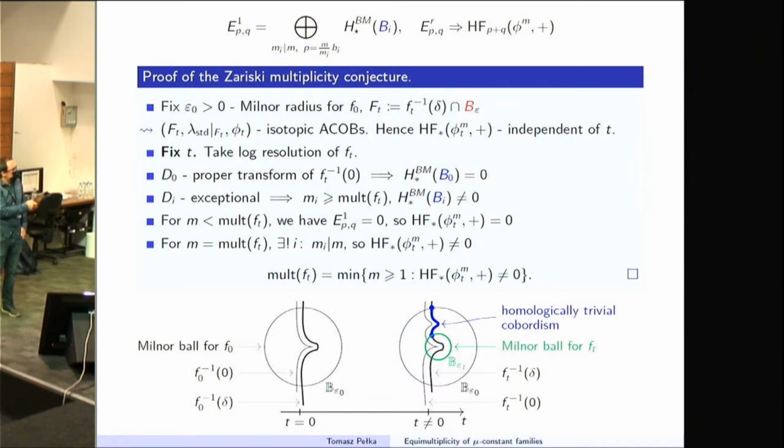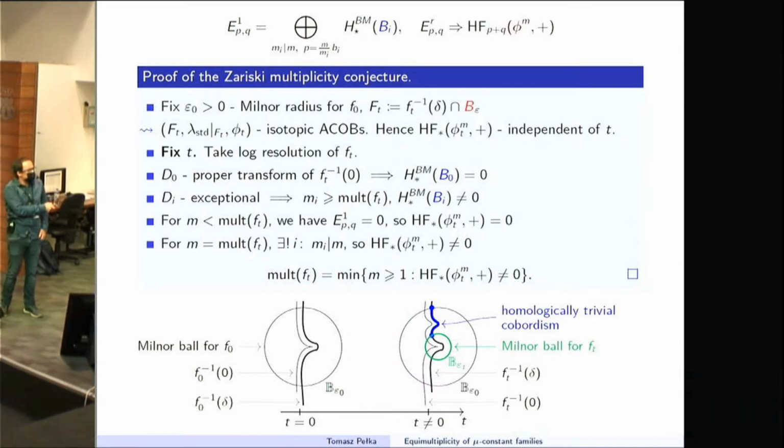So I arrived at the following beautiful formula: the multiplicity of F_t is the minimal number m such that the Floer homology of the mth iterate of the monodromy is non-zero. Note that it worked not only for the Milnor fibration, but also for any member of a mu constant family. Because the Floer homology is an isotopy invariant, the right-hand side of the formula is independent of t. So the left-hand side is independent of t. This is then the end of the proof.